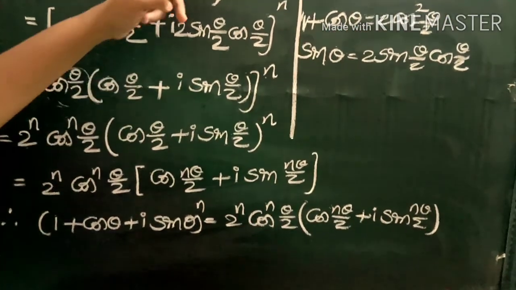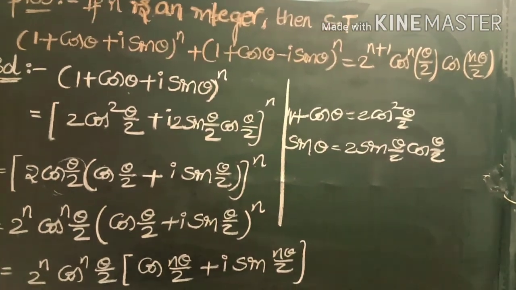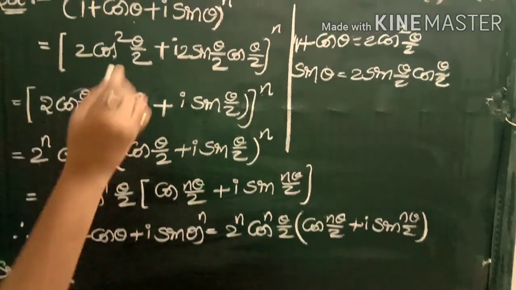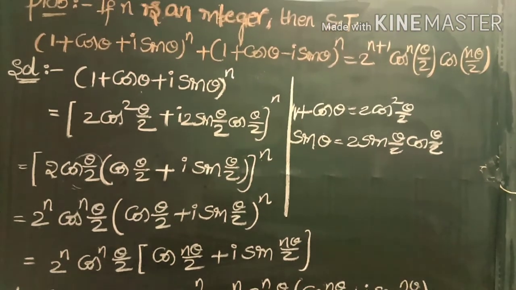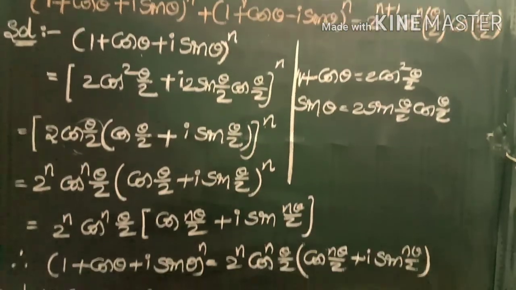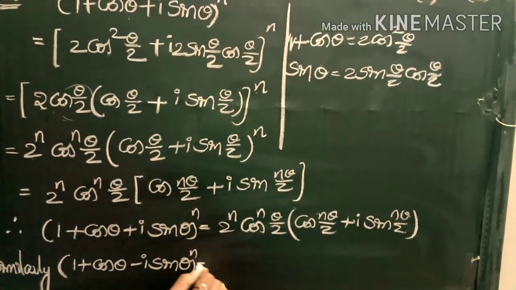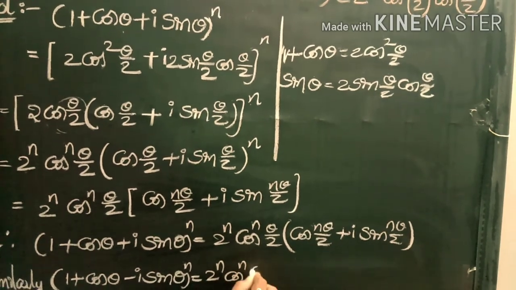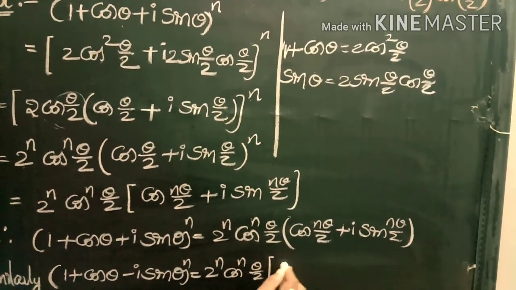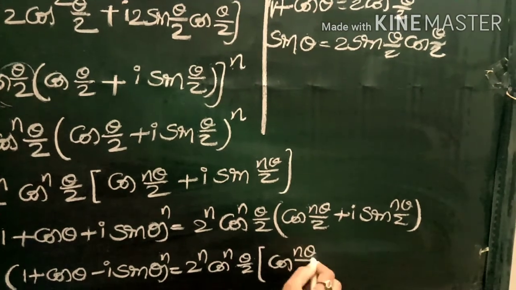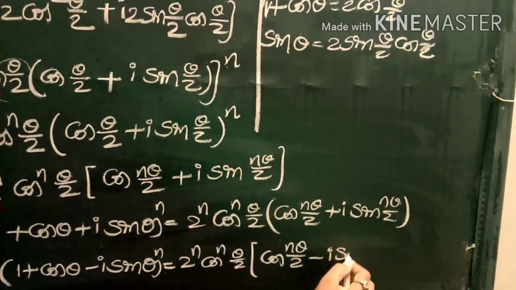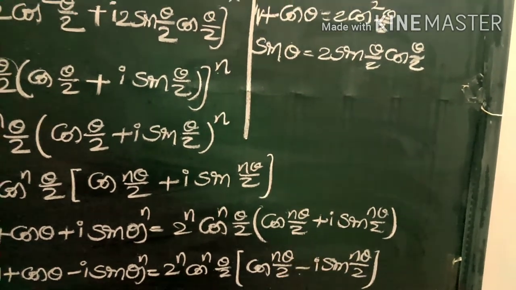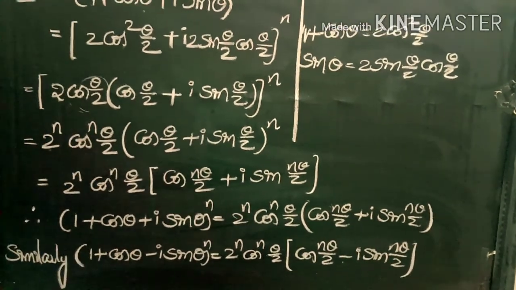Similarly, we take the answer of the second term: (1 + cos theta - i sin theta) whole power n is equal to 2 power n into cos power n theta by 2 into (cos n theta by 2 - i sin n theta by 2). So in place of plus, simply we take the minus sign to get the answer of the second term.